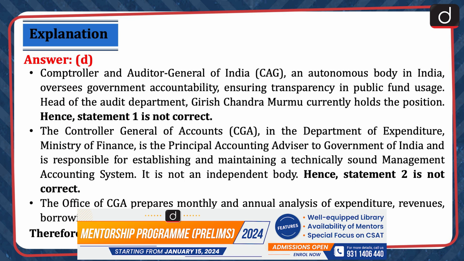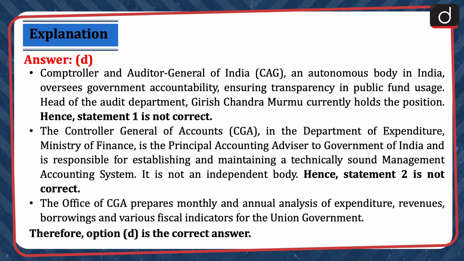Comptroller and Auditor General of India, that is CAG, an autonomous body in India, oversees government accountability, ensuring transparency in public fund usage. Head of the Audit Department, Girish Chandra Murmu, currently holds the position. Hence, statement 1 is not correct. The Comptroller General of Accounts, or CGA, in the Department of Expenditure, Ministry of Finance, is the principal accounting advisor to Government of India and is responsible for establishing and maintaining a technically sound management accounting system. It is not an independent body. Hence, statement 2 is not correct. The Office of CGA prepares monthly and annual analysis of expenditure, revenues, borrowings, and various fiscal indicators for the Union government. Therefore, option D is the correct answer.